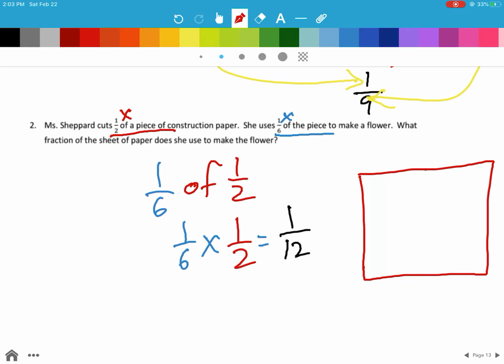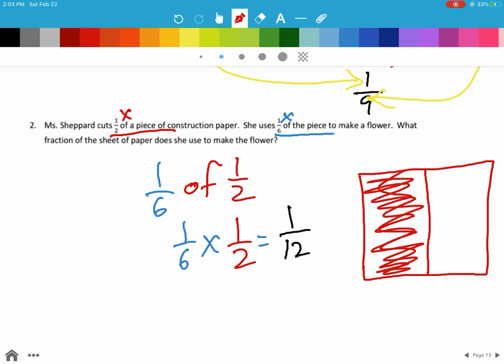First, I will draw my half. Does it really matter? No. I'm going to draw the half because that's what we start off. 1/6 of 1/2. So I have this half. And now I need to find 1/6 of it. All right, and you can see that that's 1/12.